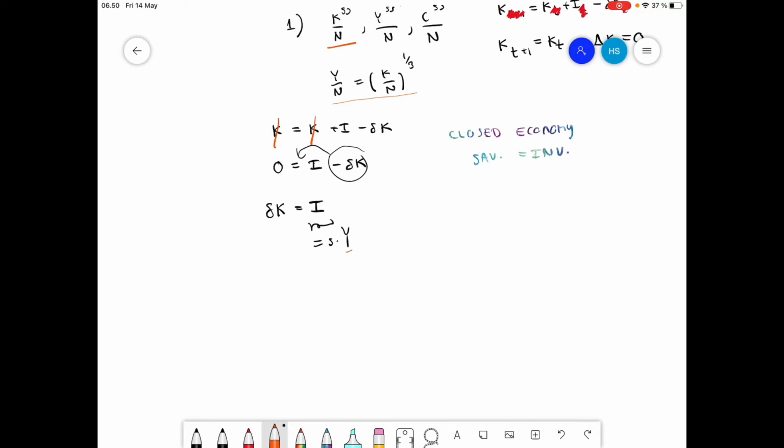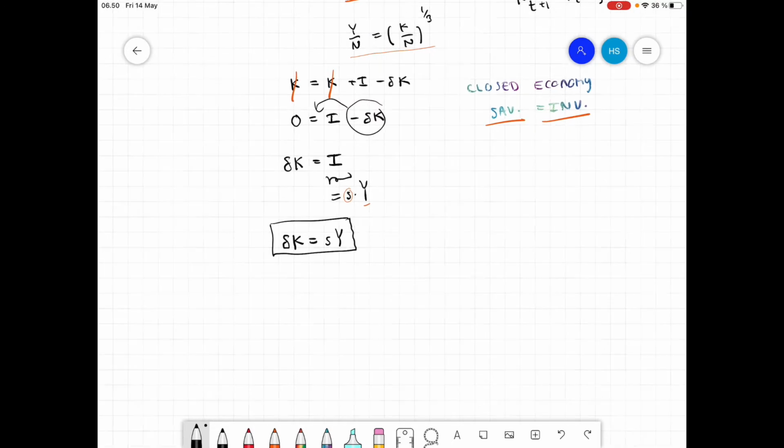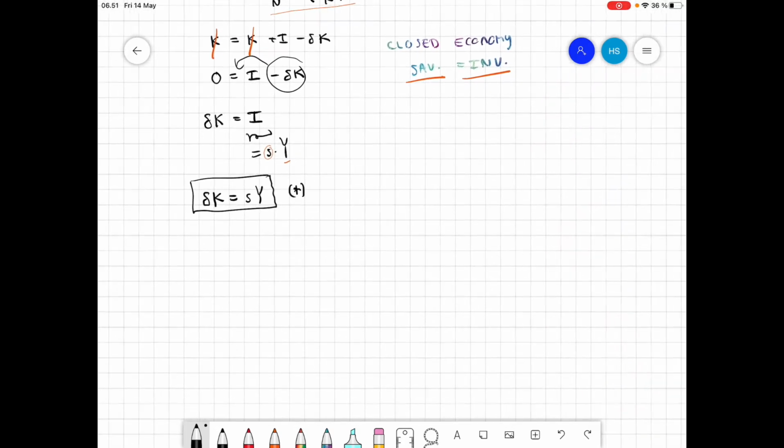Remember, y denotes my total income and s denotes the savings rate. It tells me how much I choose to save out of my total income. And since we're in a closed economy, savings is the same as investments. So we end up with the following equation: delta k should be equal to the savings rate times total output. Let's call it the star equation.